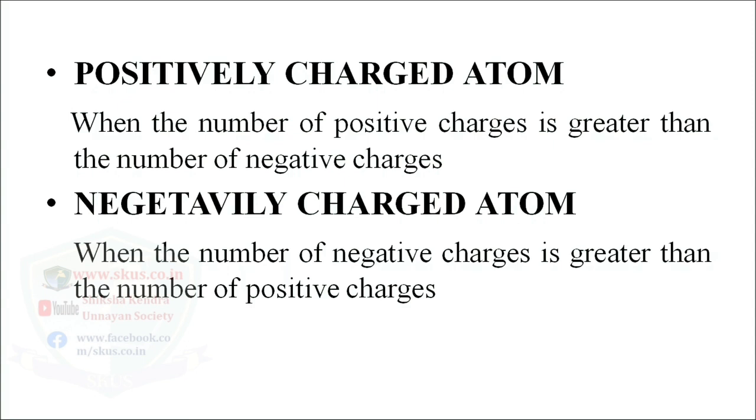Positively charged atom is one where the number of positive charge is greater than the number of negative charge, such as we can take the case of sodium here. Sodium is known as a cation, Na plus. In a negatively charged atom, the number of negative charge is greater than the number of positive charge. Here we can cite the example of chloride ion. So chloride ion is represented with a Cl minus sign.